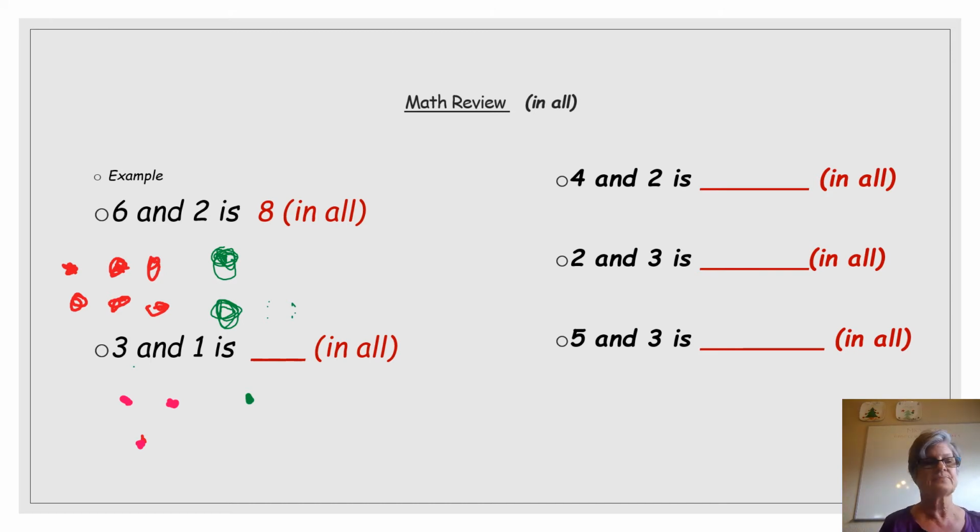Very good. Now we're going to go to the last problem on this page. It reads 5 and 3 is blank. Now, again, you're going to use your crayon and a piece of paper. The problem begins with 5, so you draw 5 objects. Again, make them simple because we don't have a lot of time. You may begin.